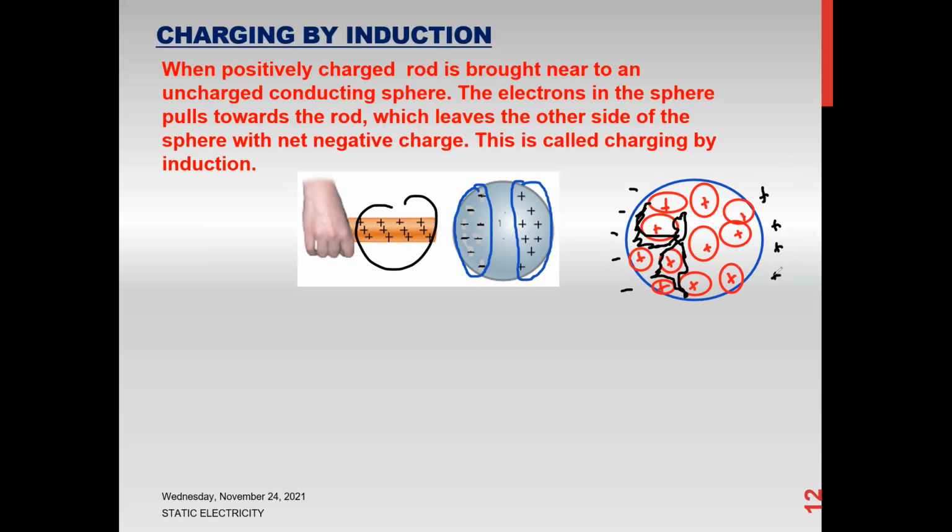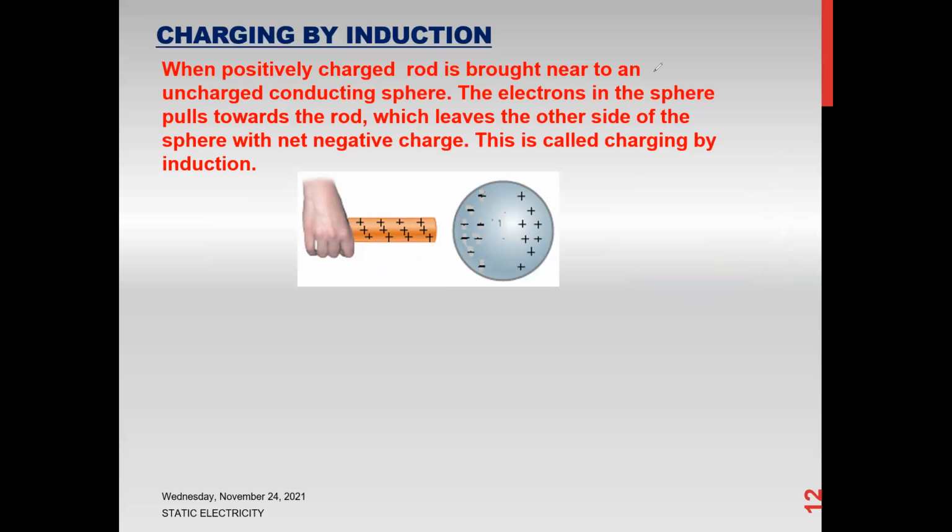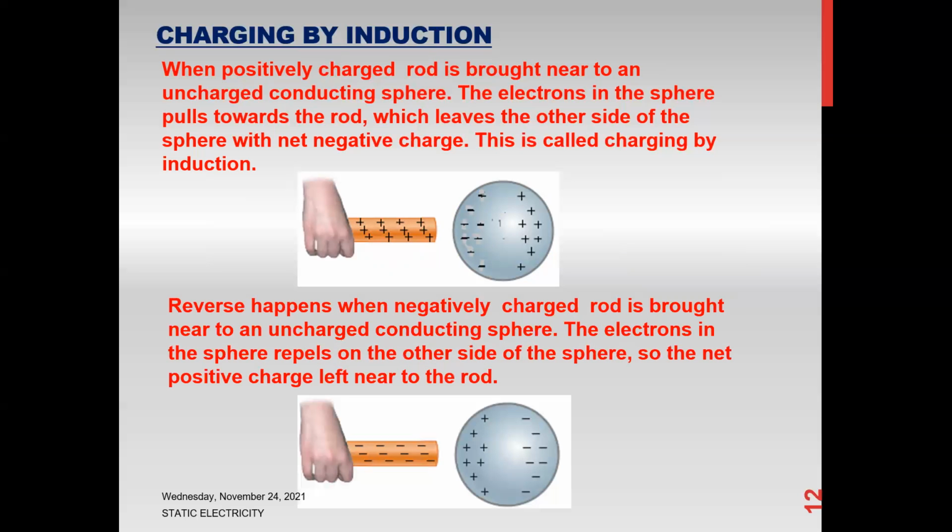So even though the positive charges on the right do not move, as the electrons move out from this region, it appears that there's a net positive on the right and a net negative on the left, and we call that charging by induction. So if we bring a positive charge rod on one side, the side which is facing the positive charge rod will be negative and the opposite will be positive. But the opposite will happen if we bring a negative charge rod, because like charges repel.